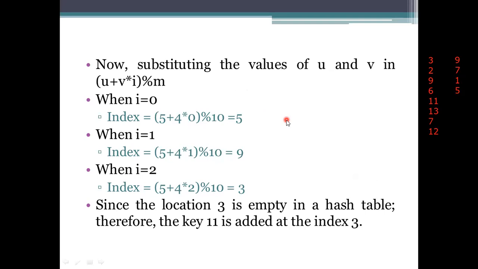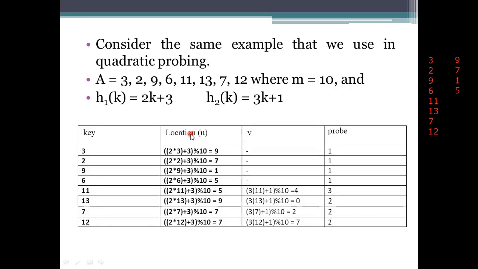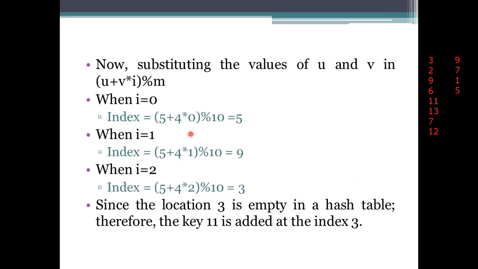So here I need to go for the processing for the values we have. At the 11 I got the problem. U value is 5, v value is 4. Just remember that. So u is 5, v is 4, and the i value is 0 here. So 5 plus 0 is 5, modulus 10 means 5 we will write. Then i value is 1 here. So 5 plus 4 is 9, 9 modulus 10 is 9. Since 5 has been used and 9 has been used, we are moving to the next one.